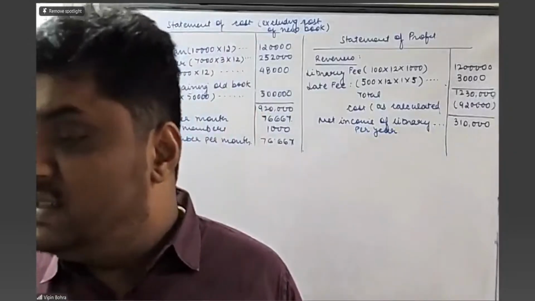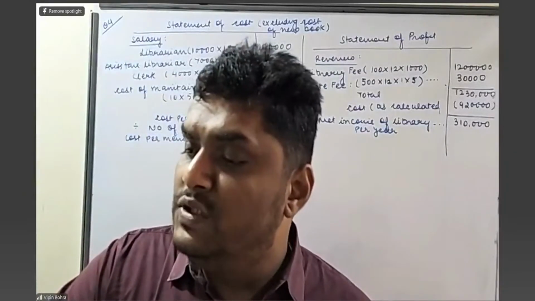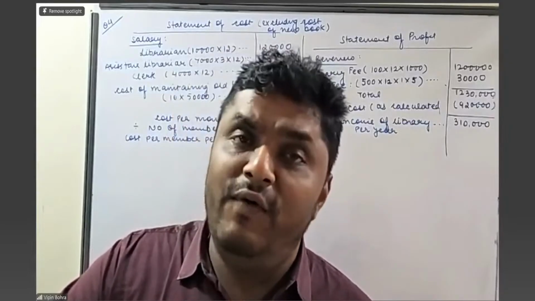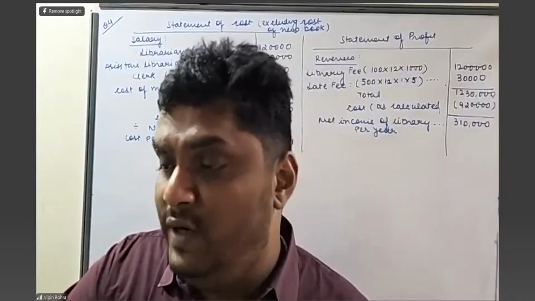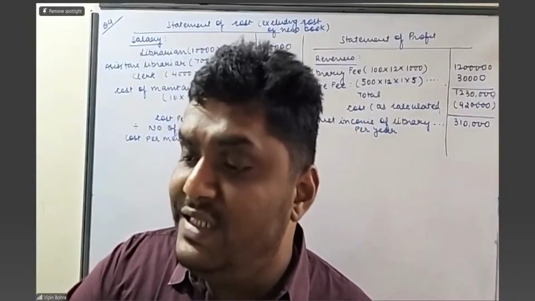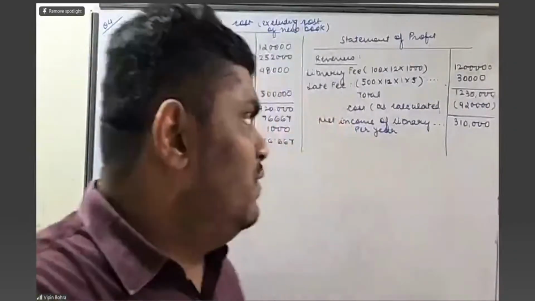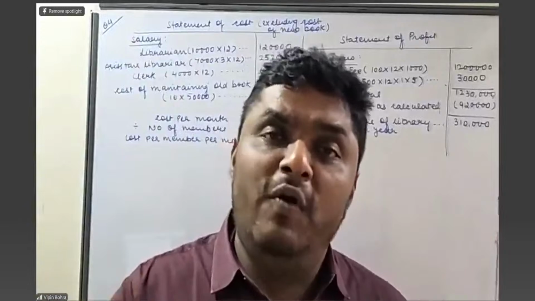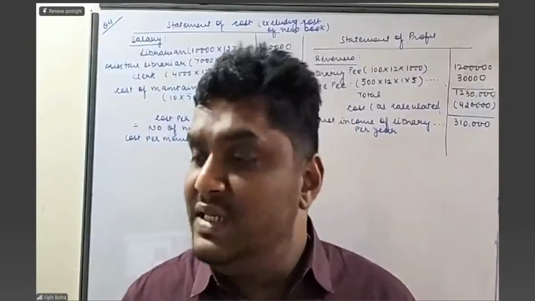Now, next is if the club follows a policy that all new books must be purchased out of library revenue. So if the club follows this policy wherein all the new books should be purchased from the profit only, then what is the maximum number of books that can be purchased per year? So the question is saying that if the club buys new books only from the profit that comes, then how many books can be purchased in a year?